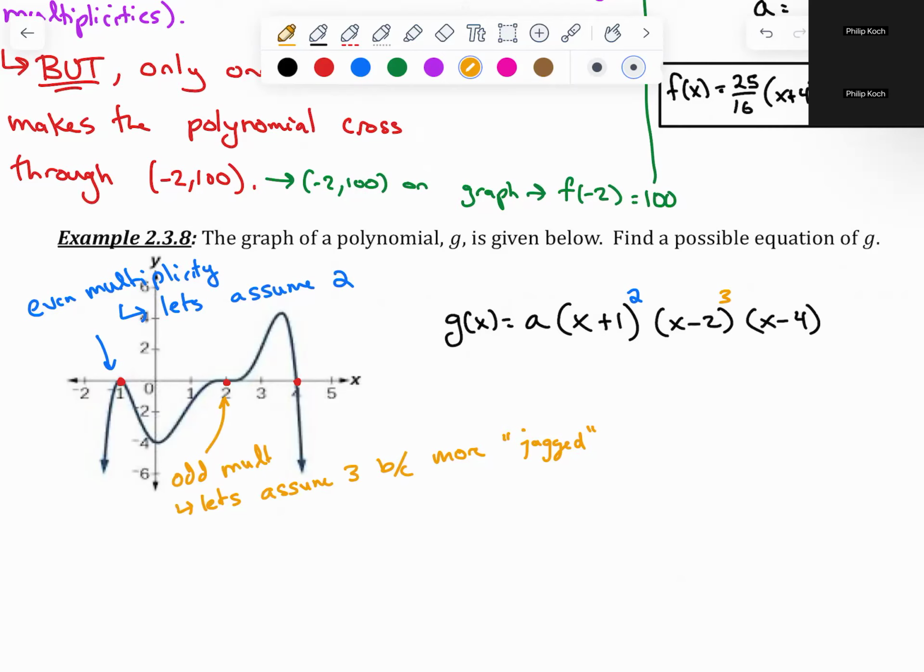This one is definitely going to be, as a fun little side note, whenever it makes basically a straight line, it is always multiplicity 1. Because when it's multiplicity 1, it should look mostly like a line, and it does. It's slightly curved, but it basically looks like a line. So that's the last one. Odd multiplicity. Let's assume 1, because no wiggle, or no odd, because not jagged.